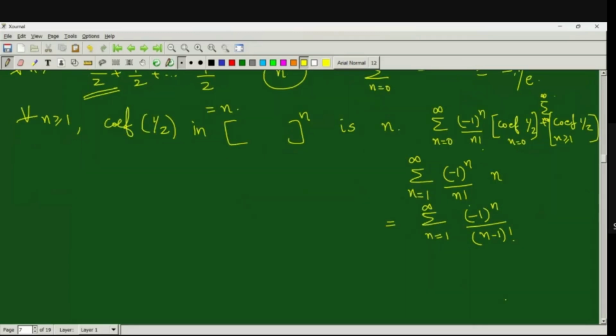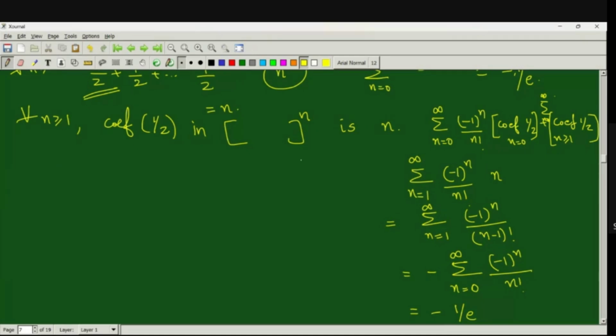This can be slightly modified. How? Take a minus outside. Let n start from 0. Then it will be minus this thing over n factorial, and this is minus 1 by e. So the answer is minus 1 by e, not 1 by e. Be careful with this thing. That is what I was telling you. Clear?